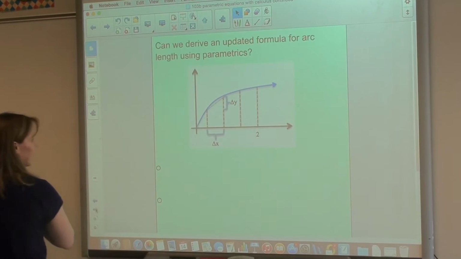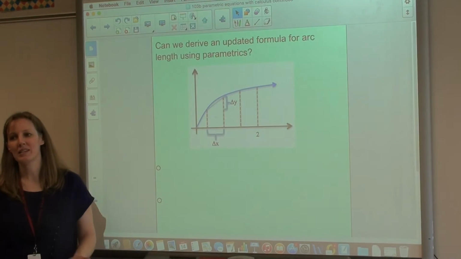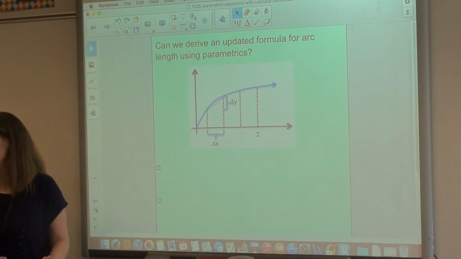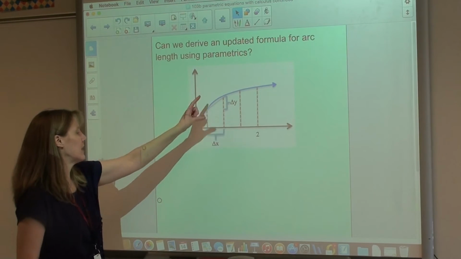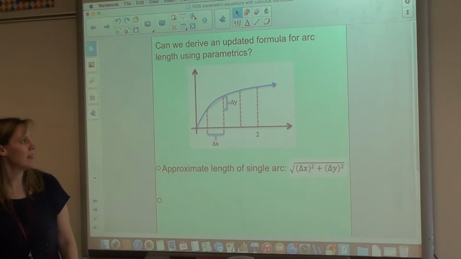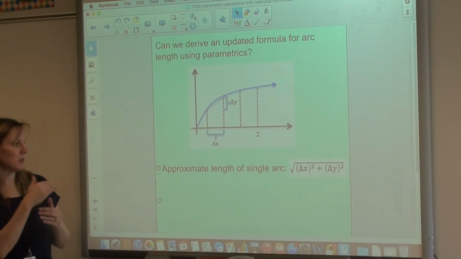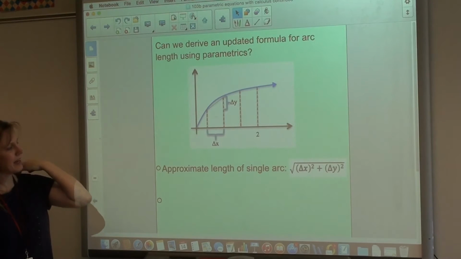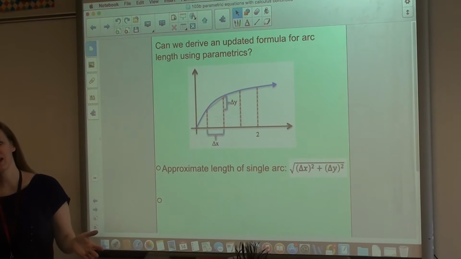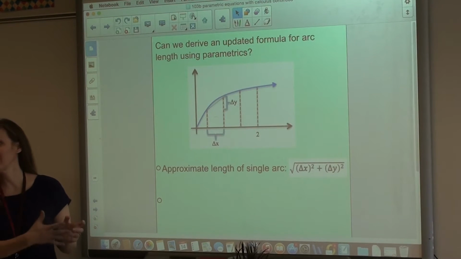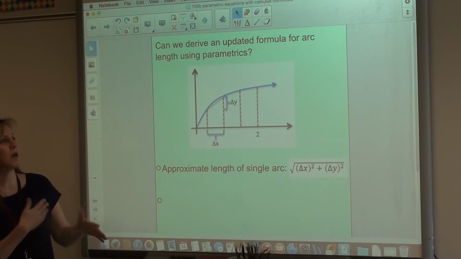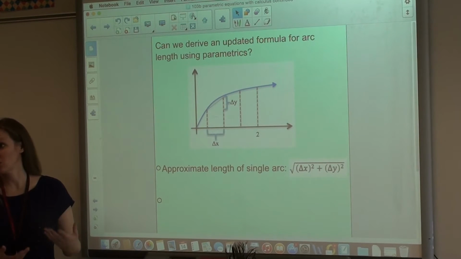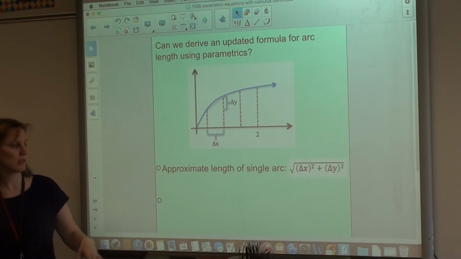Good. We're going to do the same process today, but for parametrics. So we still start with our delta x, delta y, and we find the length of that single approximate segment using Pythagorean theorem. But instead of factoring a delta x out this time, we're just going to leave it in. And the reason is parametrics are not written in terms of x, they're written in terms of t, so we don't want a dx. dx dt.